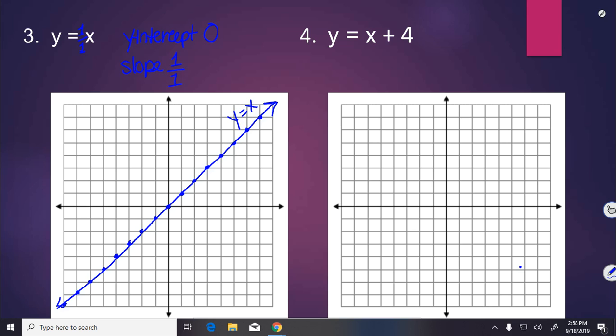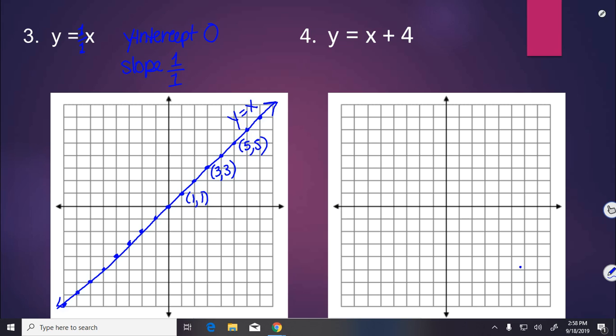Now again, I can prove that all these points satisfy that equation. Look at each point. This is 1, 1. This is 3, 3. This is 5, 5. So for every x we graph, we have the exact same y, satisfying the equation y equals x. All right, so let's see what happens with number 4.